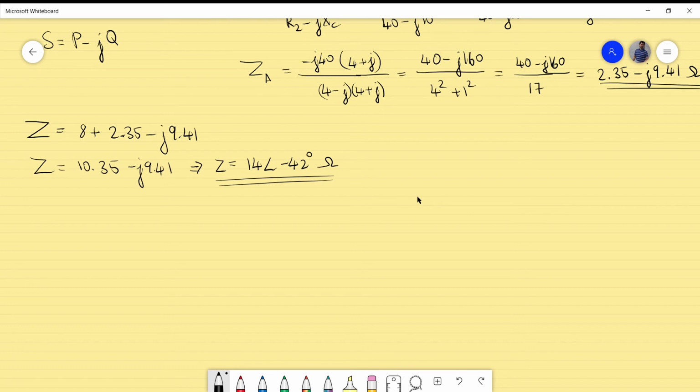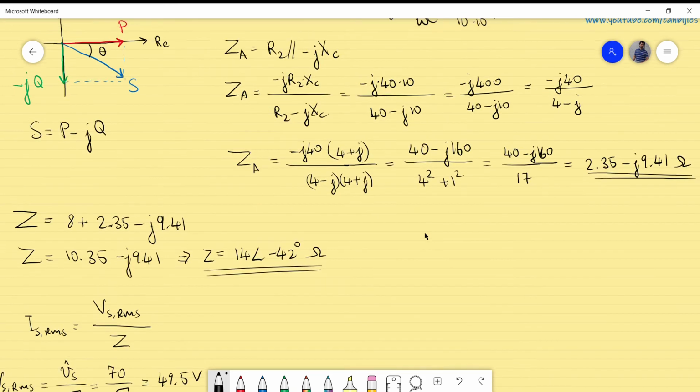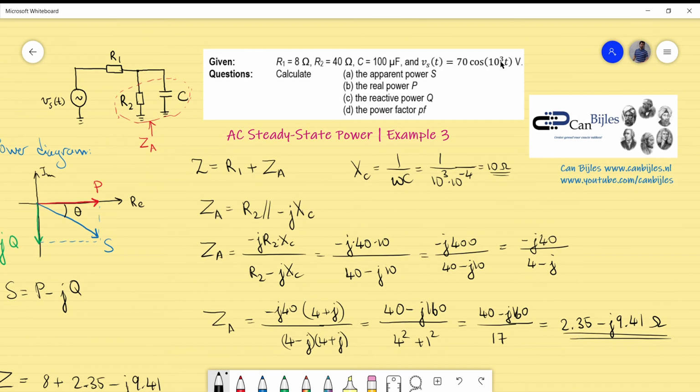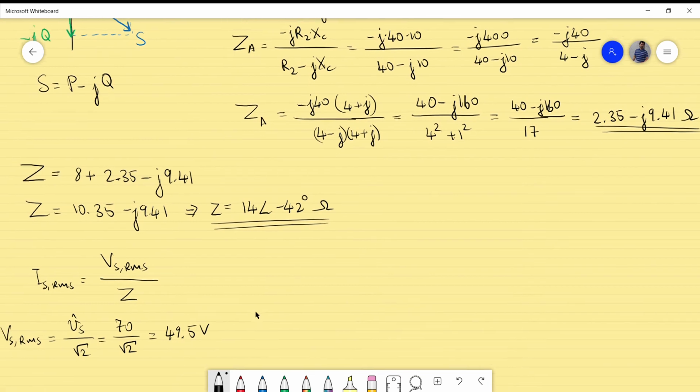So I need IS RMS, that will be the VS RMS divided by Z, and VS RMS, root mean square, will be the VS amplitude divided by square root of 2, and that was 70 divided by square root of 2. That's actually the required value, and this is approximately 49.5 volts. And there is of course zero phase orientation for VS. So if I write down VS, the RMS value of that in phasor notation, I will have this amplitude with the phase orientation of 0.